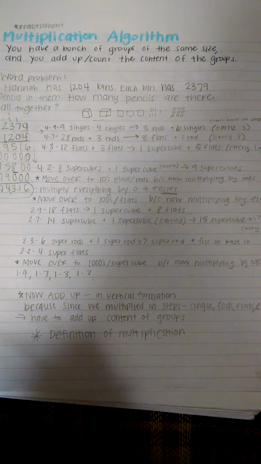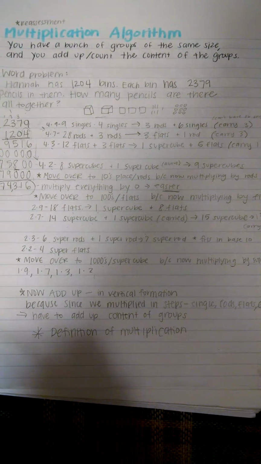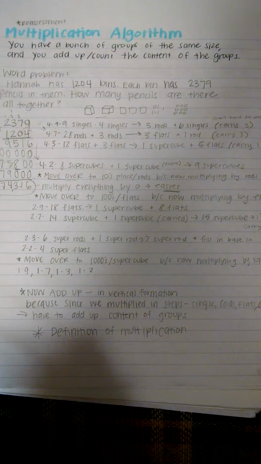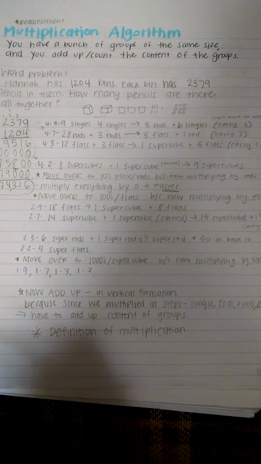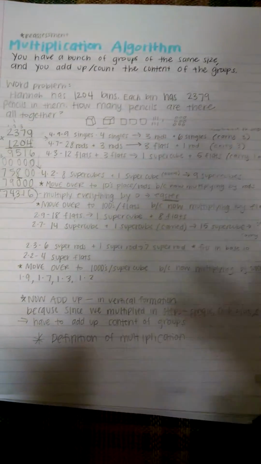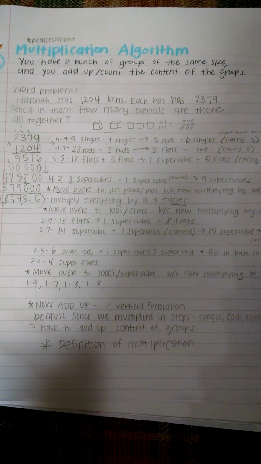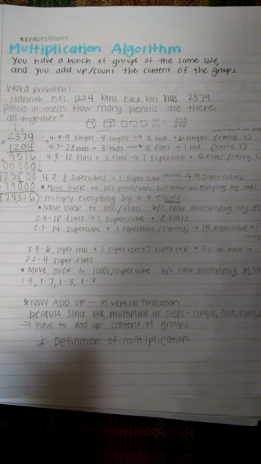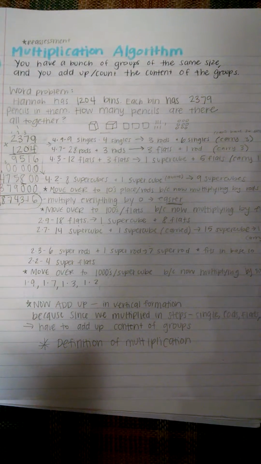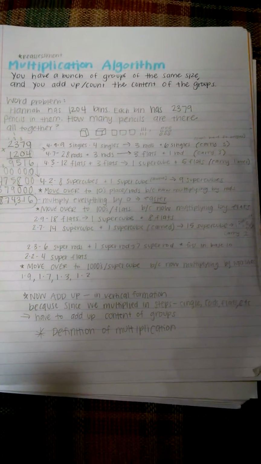We're doing multiplication. So the definition of multiplication is you have a bunch of groups of the same size and you add up or count the content of the groups. So let's do a word problem. Hannah has 1,204 bins. Each bin has 2,379 pencils in them. How many pencils are there altogether?